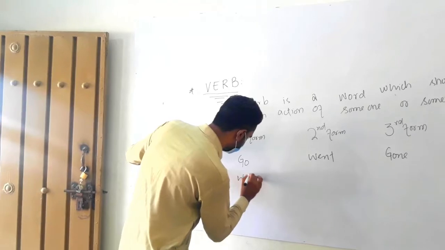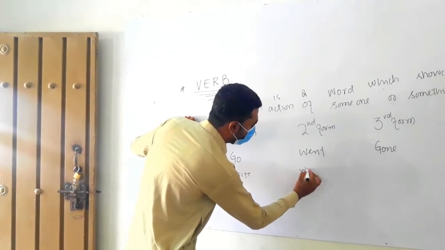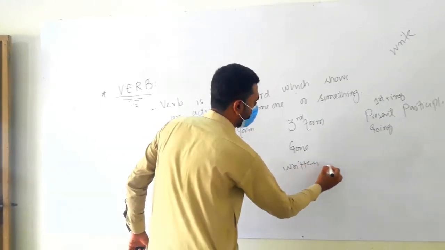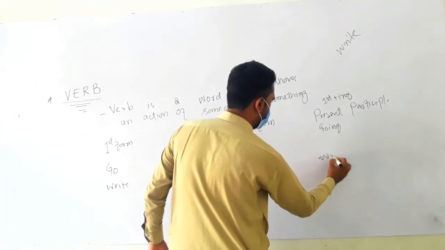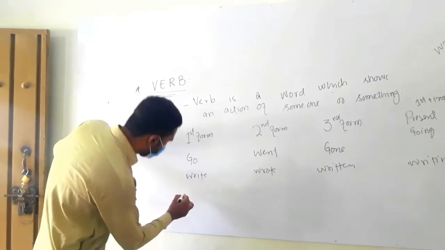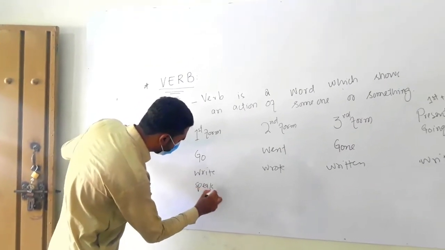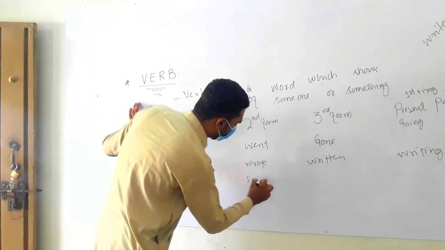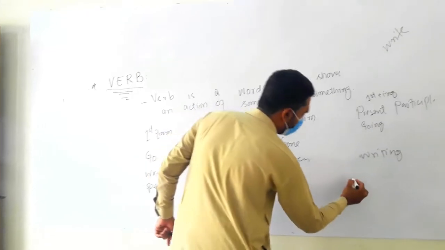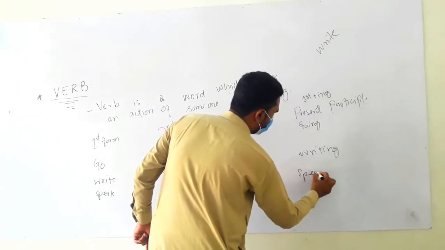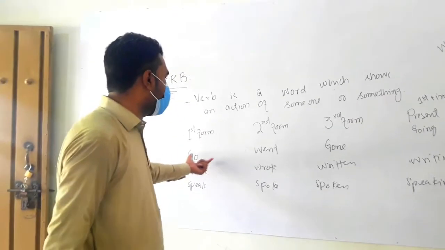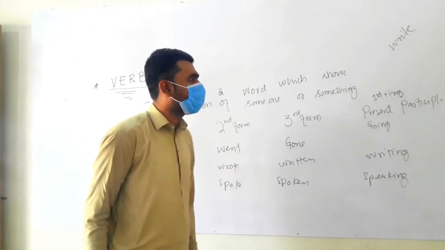Write, wrote, written, writing. Speak, spoke, spoken, speaking. So it is first form of verb, second, third, and fourth.